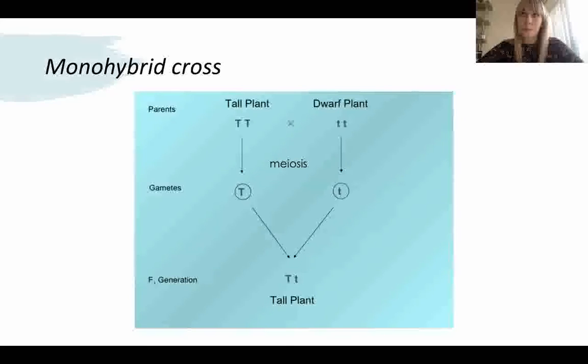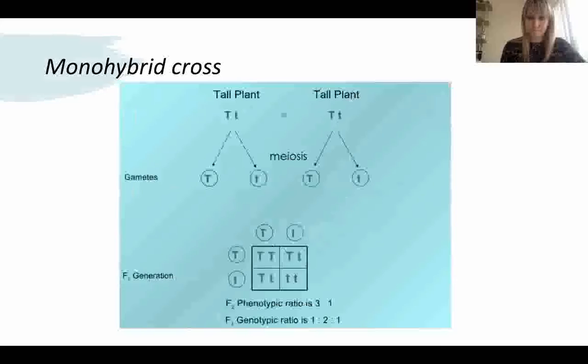And this is also how Mendel did his experiments. He called it the first filial generation. So we just say F1 generation. It is capital T, small t, and the phenotype for this is tall plant because capital T is dominant. Then we can carry on with the monohybrid cross.